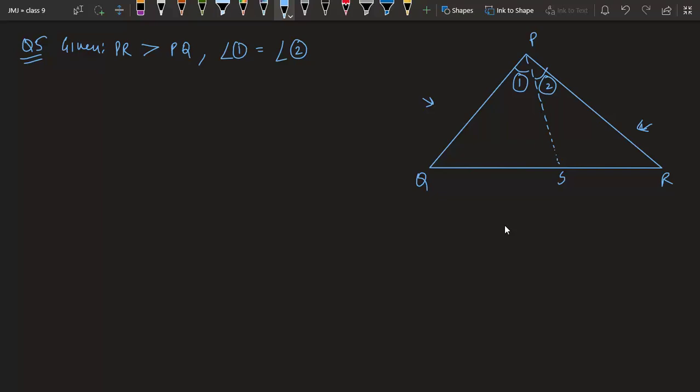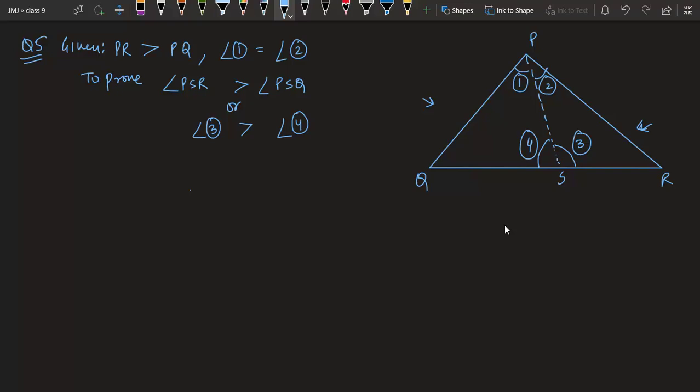Then we have to prove angle PSR is more than angle PSQ. So what is this angle PSR? That is this angle, let me call it 3, and PSQ, this one, let me call it 4. We have to prove that angle 3 is more than angle 4. Now you can pause the video and think for some time how you can utilize these given things to prove the proof part.